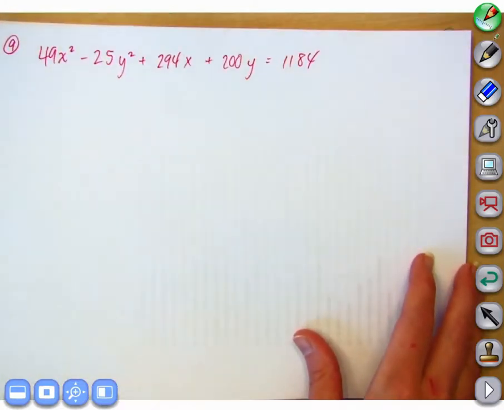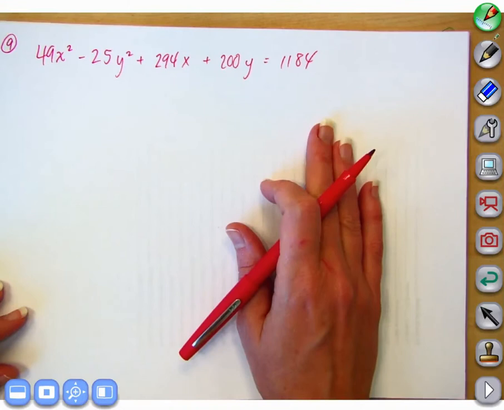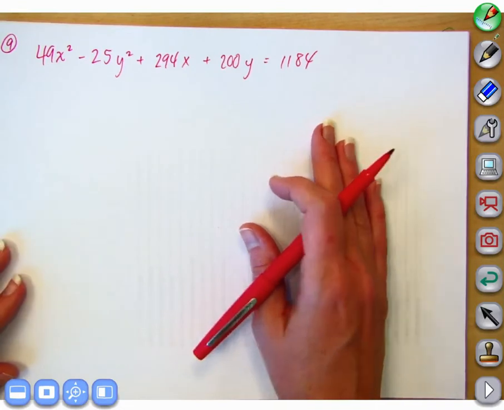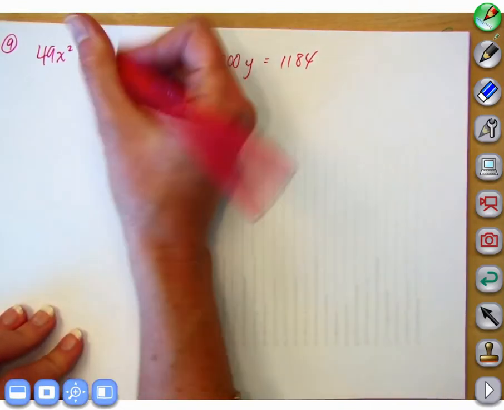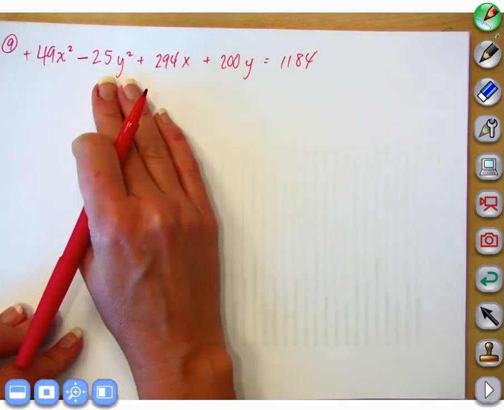What are we doing here? Well, we are giving all the critical points and we are graphing. So the first thing we've got to do is realize that we are dealing with an ellipse. Oh, no, excuse me, a hyperbola, because we have one squared term that's positive, one squared term that's negative.